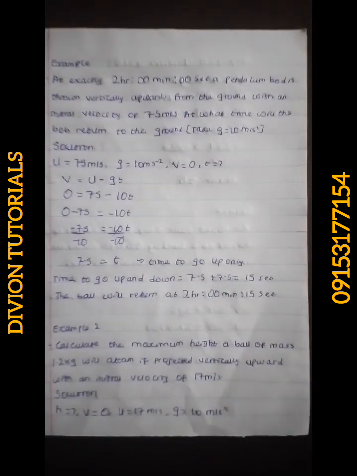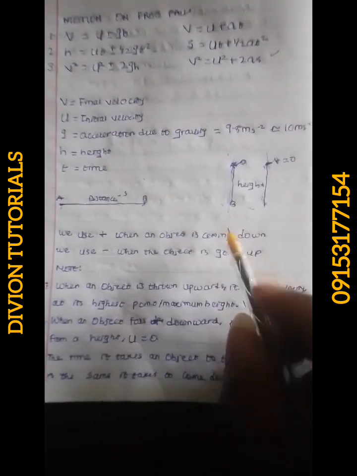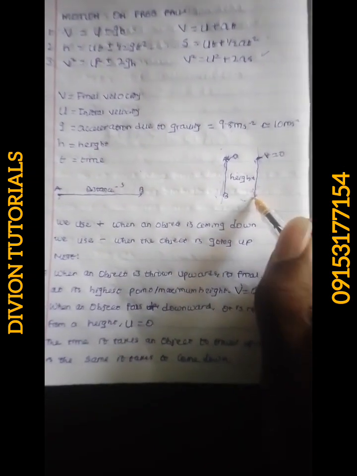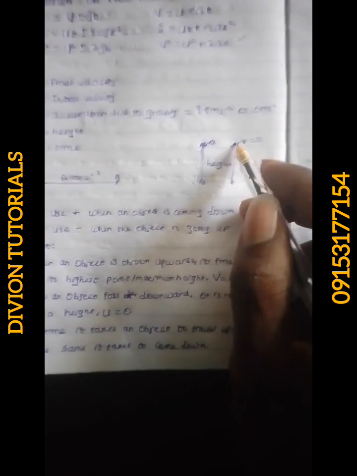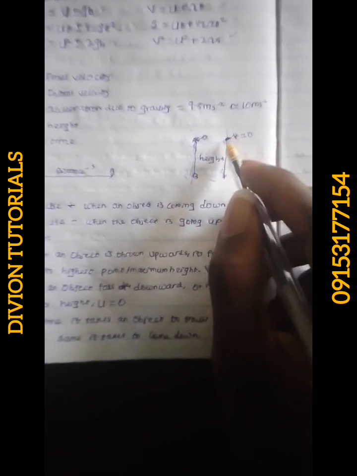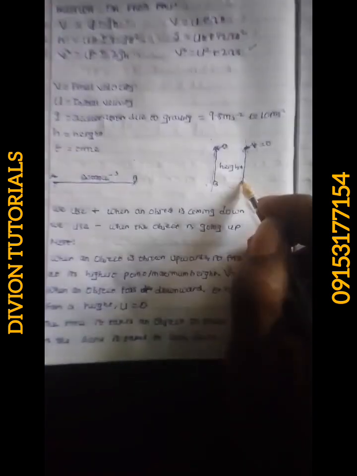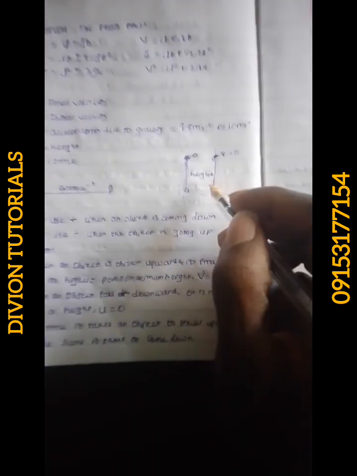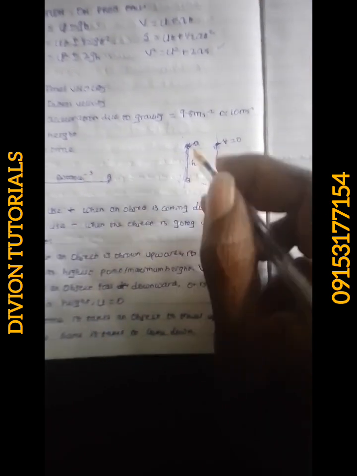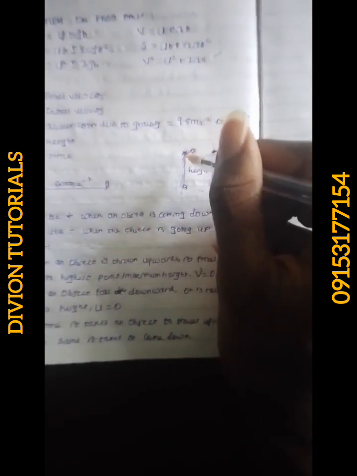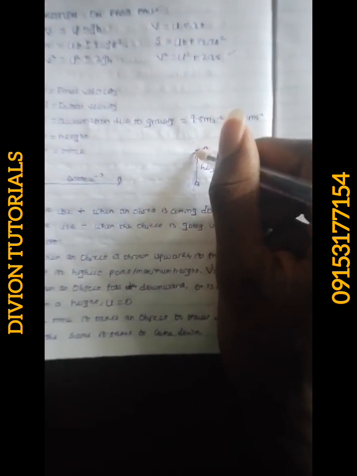Okay, let me give you another thing to note. Very important. The time taken for a ball to go up is also the time taken for the ball to come down. Take note of this. So if it takes 2 seconds for this ball to go from B to A, it will still take 2 seconds from A to come to B.